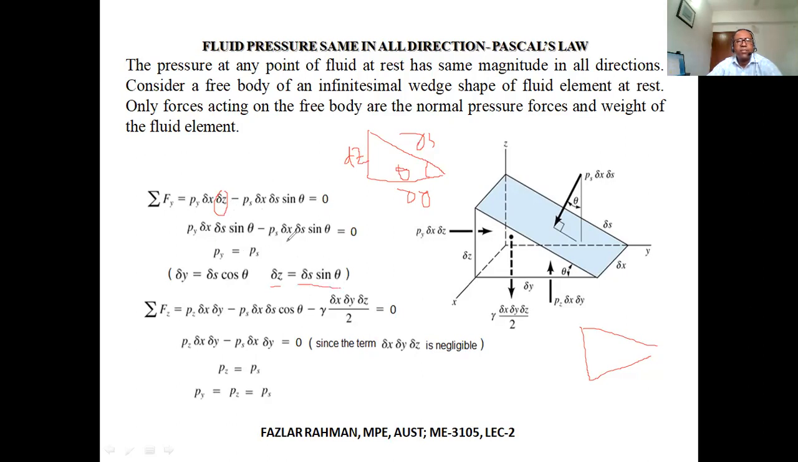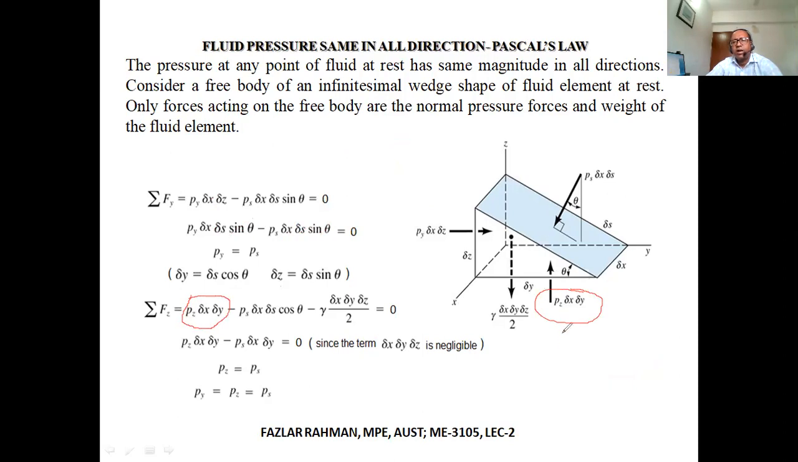Now you see dx, delta x will be out, sine theta will be out. So you are getting Py equal to Ps by applying force balance. Now we'll apply force balance along the vertical direction. So along the vertical direction, this is my Pz, force working along the positive z direction. So this is the force.